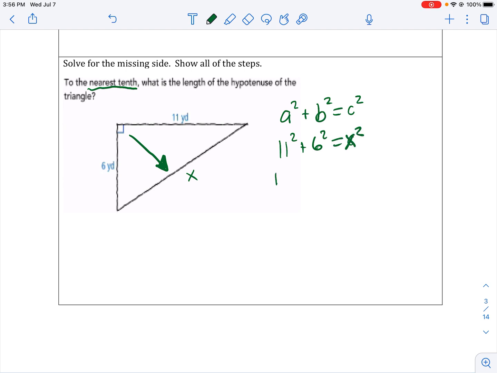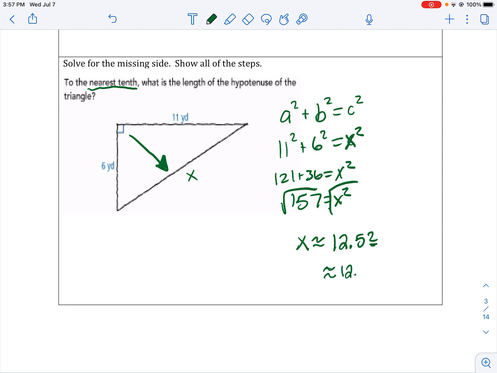121 plus 36 is X squared. 157 equals x squared. Now, the inverse operation of squaring is to square root, what you do to the right, you must do to the left. And x is approximately, now we said to the nearest tenth, since that is 2, that means this stays at 12.5.